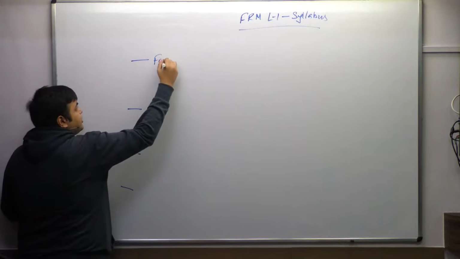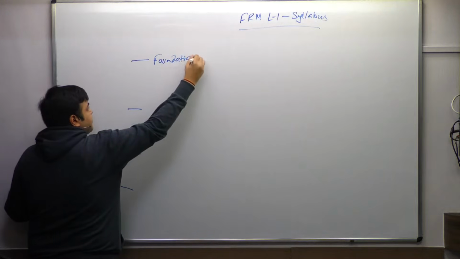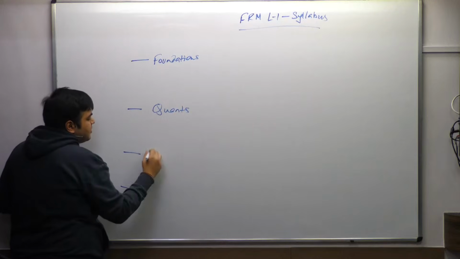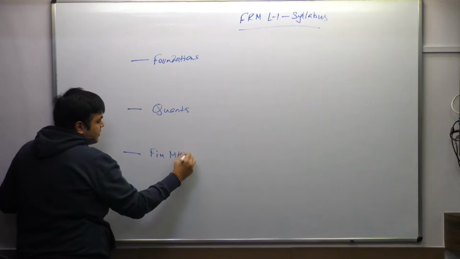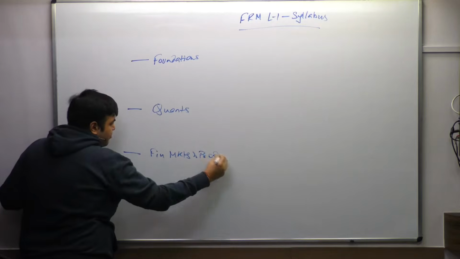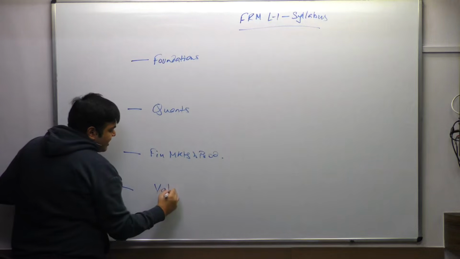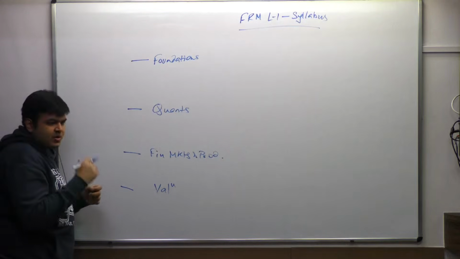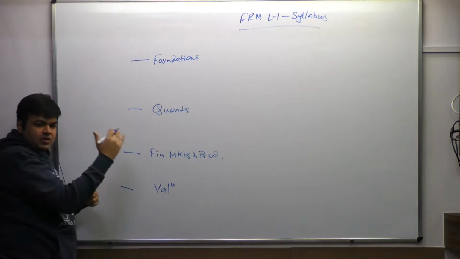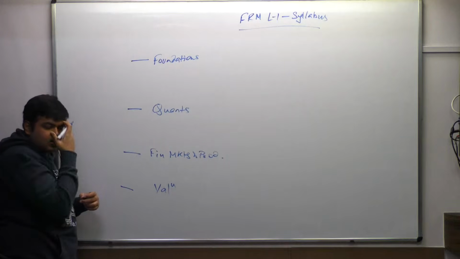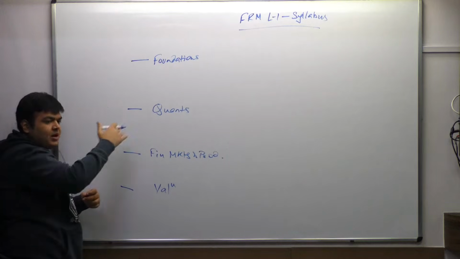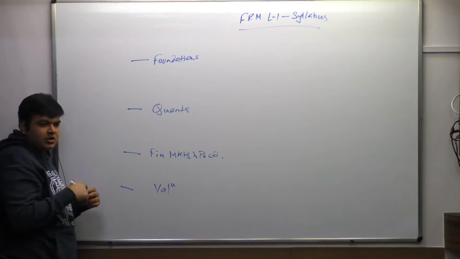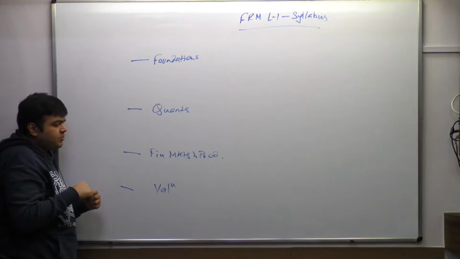One is Foundations of Risk Management. The second one is with respect to Quants. The third one is Financial Markets and Products, and the fourth one is Valuation and Risk Models, the valuation methodologies. So these are the 4 subjects you have. You already know the weightage is 20%, 20%, 30%, 30%. So out of 100 MCQs, you'll have 20 each from Foundations and Quants, and 30 each from Financial Markets and Products, and Valuation Methodology, the 4th book.